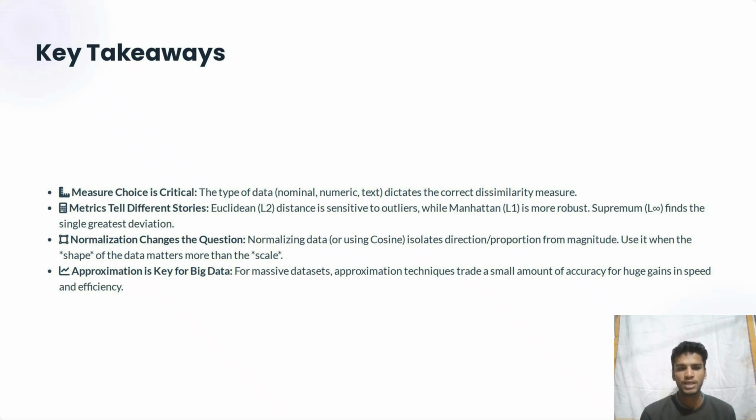Approximation is key for big data. For massive datasets, approximation techniques trade a small amount of accuracy for huge gains in speed and efficiency.